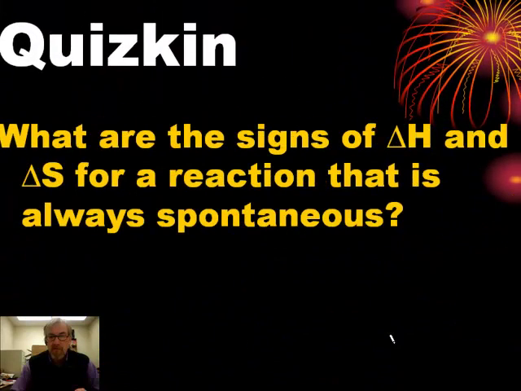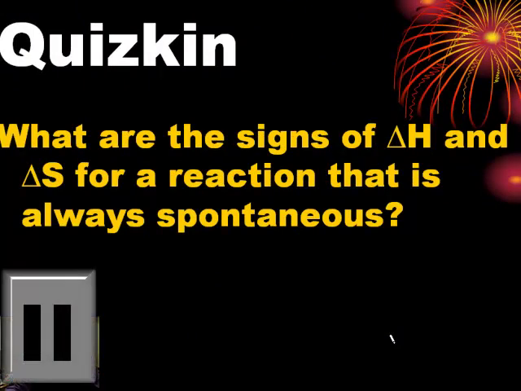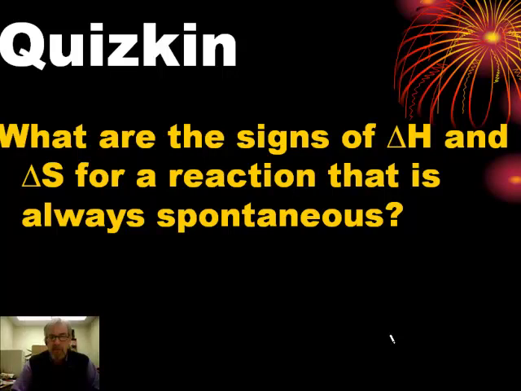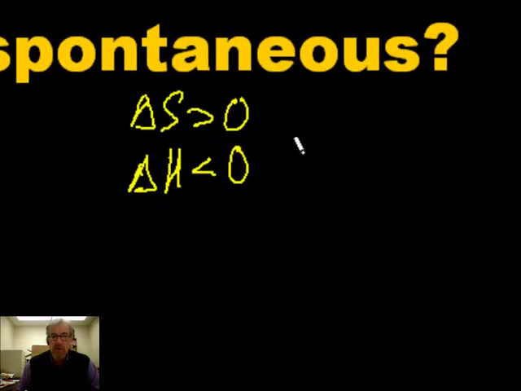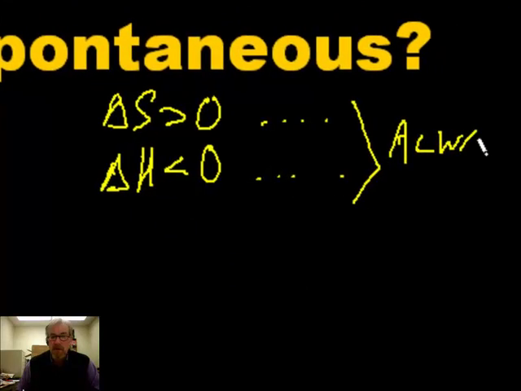This third question asks, what are the signs of delta H and delta S for a reaction that's always spontaneous? Think about it a little bit and come up with an answer. Well, we know that entropy change being positive favors spontaneity. Also, we know that when delta H is negative, we have an exothermic reaction, and that favors spontaneity. So if delta S is positive for a change and delta H is negative, this thing will always be spontaneous.